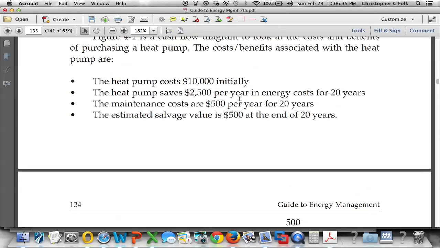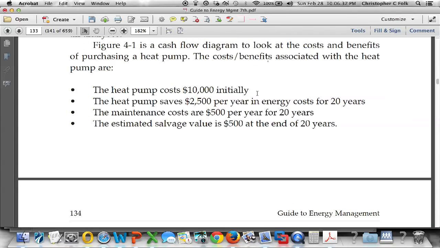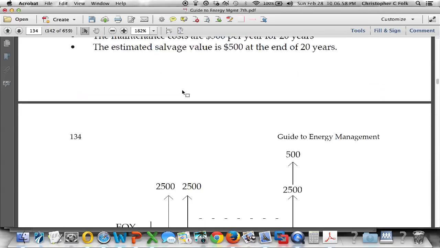The details are shown right here. That's going to cost us $10,000 to install the heat pump. However, it'll save us $2,500 a year in energy costs for 20 years. Yeah, maintenance costs are going to be $500 though, every year for 20 years. And at the end of that 20 years, they expect to be able to sell that for $500. Probably put it towards getting a new one. So we have to decide whether this is going to make sense or not.